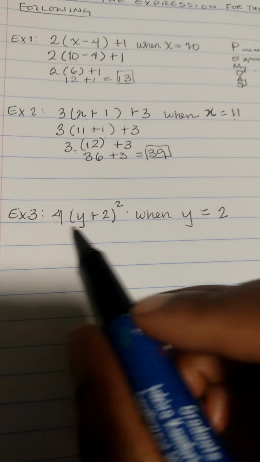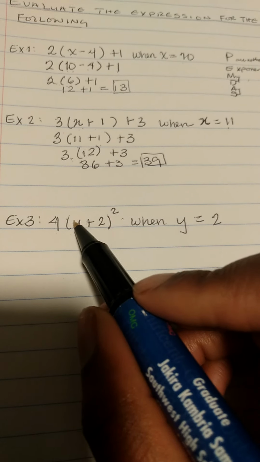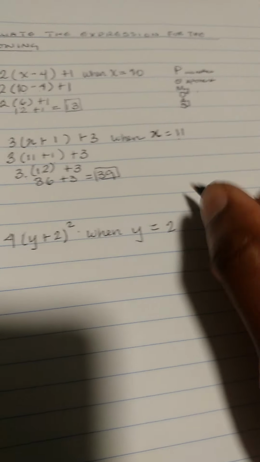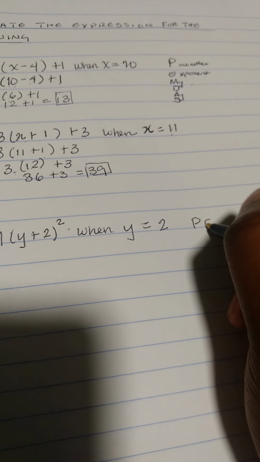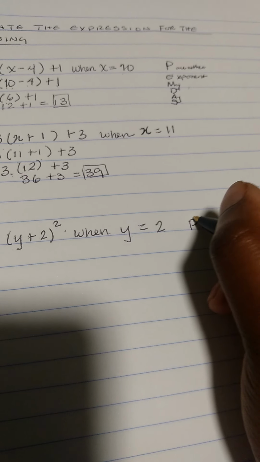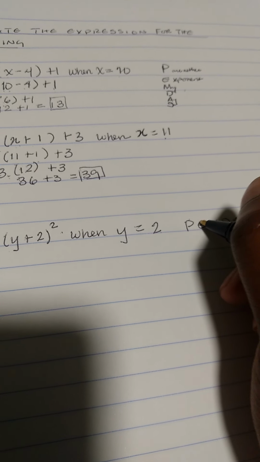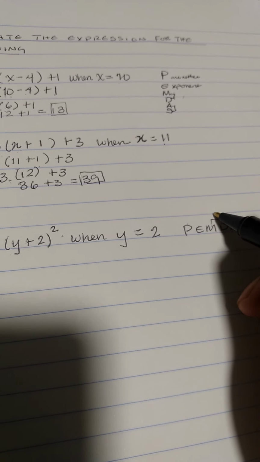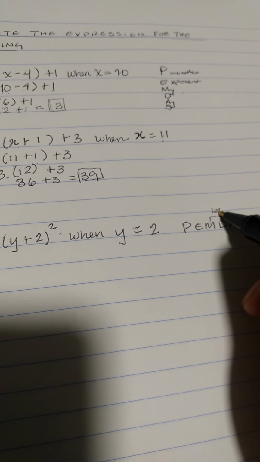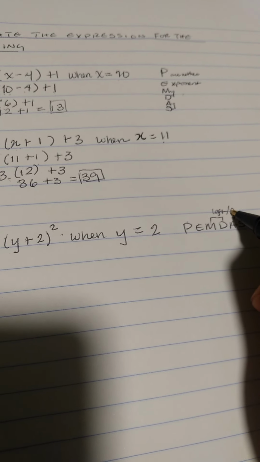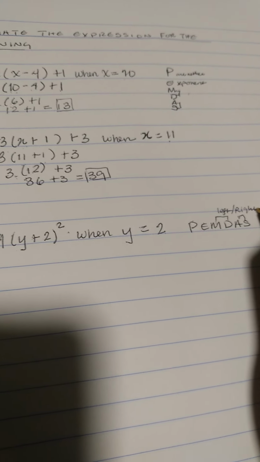Here I have example 3. 4 times (y plus 2) squared when y equals 2. Again, we're just going to remember PEMDAS, which is our order of operations. You do what's inside your parentheses first, then your exponent, then you do multiplication and division in the order it comes from left to right, and you do addition and subtraction in the order that it comes from left to right.